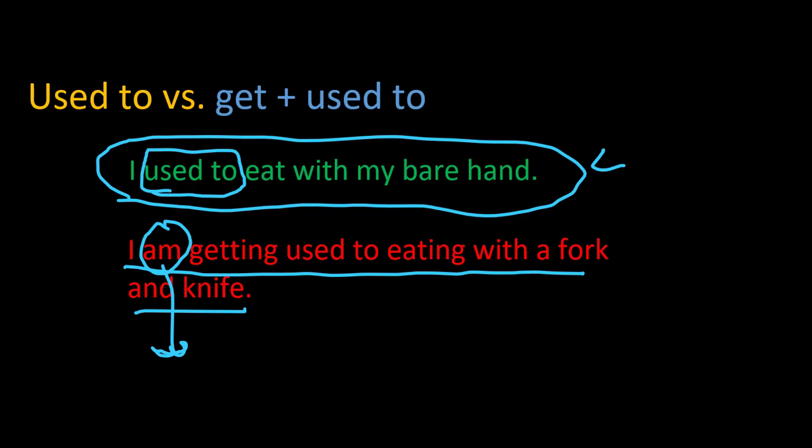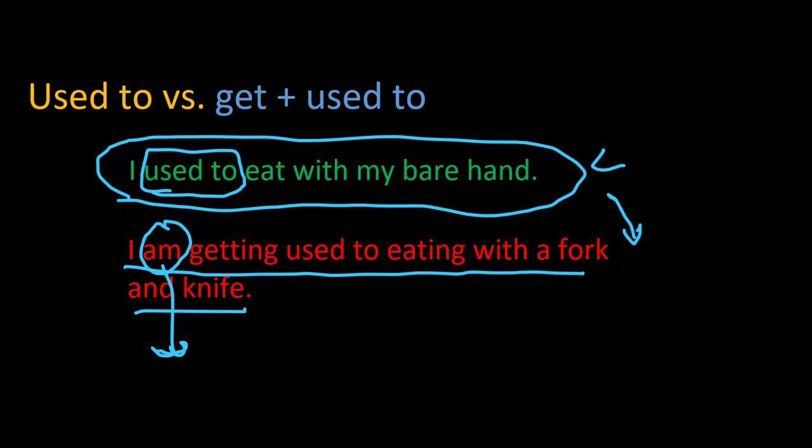What does it mean? I'm getting used to eating. It means that now you are learning something new, different from your previous habit. You want to move away from your previous habit. You want to make a change. So now you are learning to use a fork and knife when eating, but it's not yet your habit. But you are getting better with it. So you should say, I'm getting used to eating with a fork and knife.